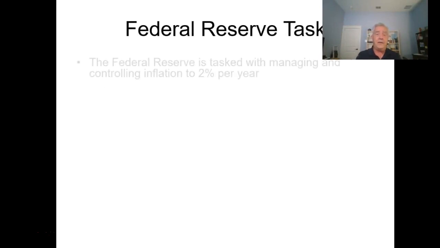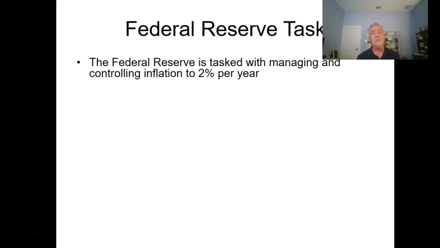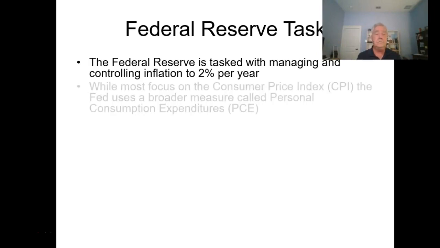Okay, the Federal Reserve tasks. The Federal Reserve is tasked with managing and controlling inflation. They'd like to see about 2% a year. Currently, it's been a little bit less than 2%, but that's a criteria they have. They don't want it to be lower than that. They don't want it to be higher than that. They really don't want it to go above 3%. So they bracket it. They want the inflation rate to be somewhere between 2 and 3%.